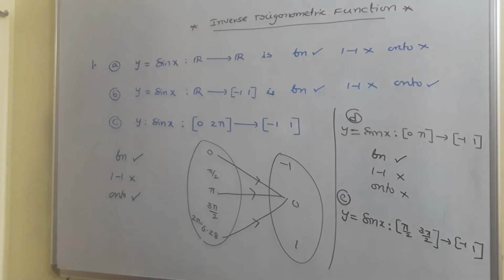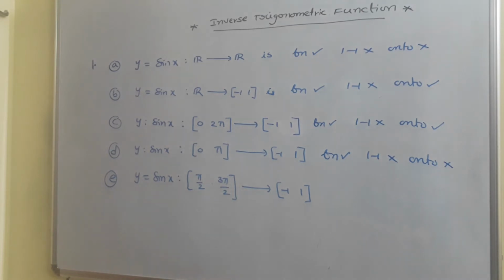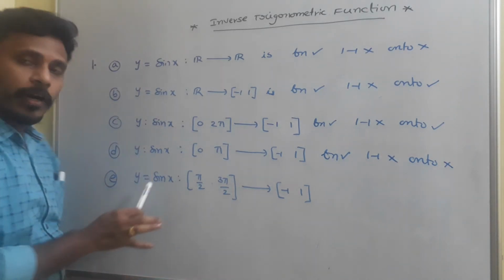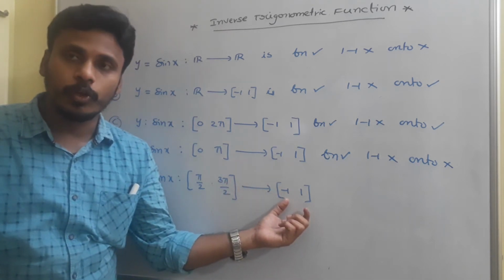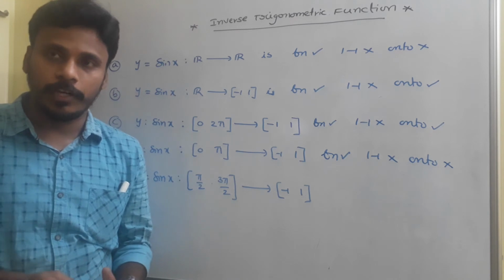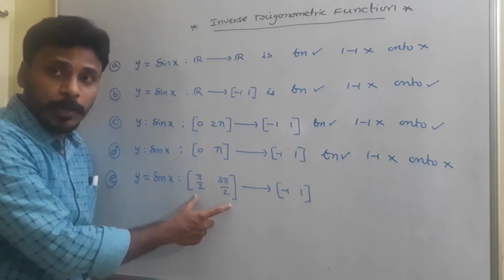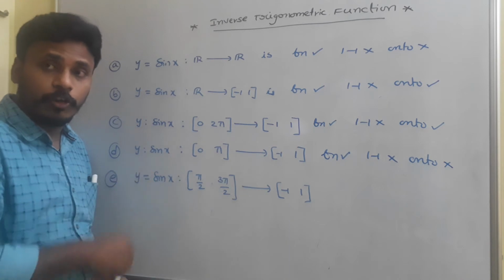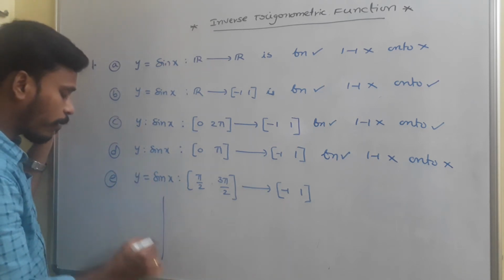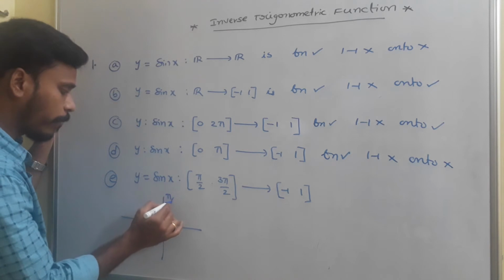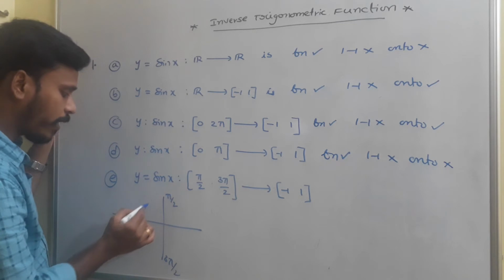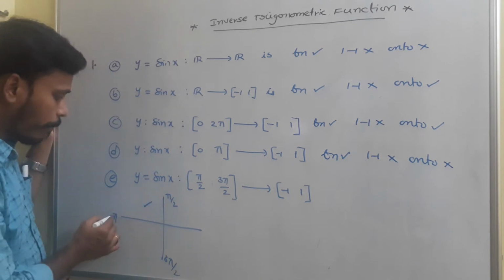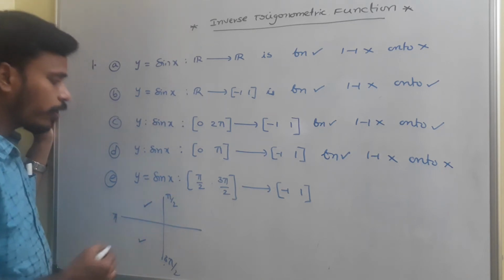Just have a look. So y is equal to sin x is a function with the domain pi by 2 to 3 pi by 2 and the codomain the interval -1 to 1. What can we say about this particular function? Already we are familiar with the trigonometric revolutions. In the coordinate system, this is pi by 2, this is pi, this is 3 pi by 2. Pi by 2 to pi is the positive region for sin x, and pi to 3 pi by 2 is the negative region for sin x.